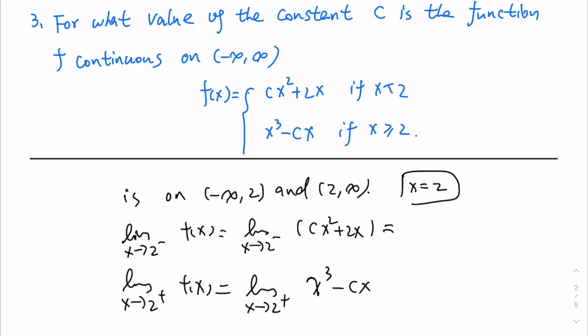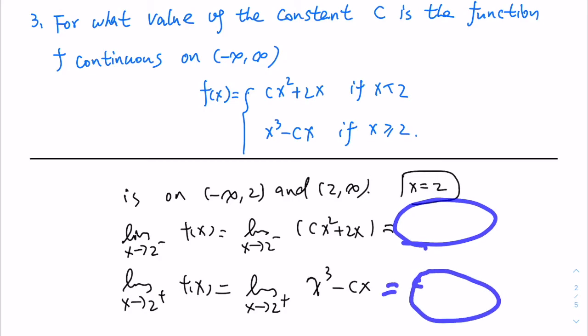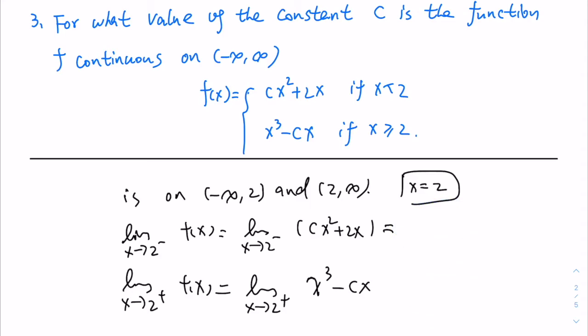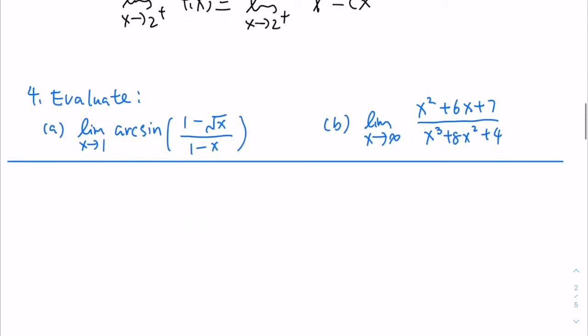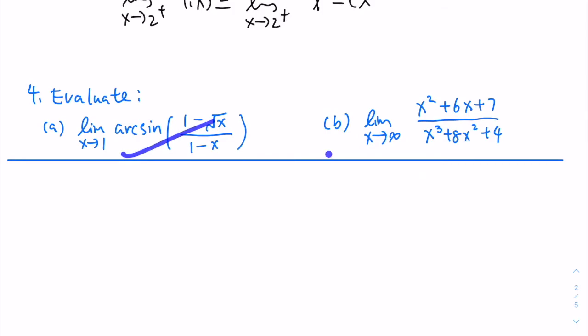Then when you plug it in, you have 4c plus 4. This is the left side value. And similarly, we have another one. We know they must be equal to each other. So you have an equation to solve for the value of c. Just use the left side and the right side being equal to each other. Then we are done, because the question is just asking for the value of c. And they are pretty straightforward.